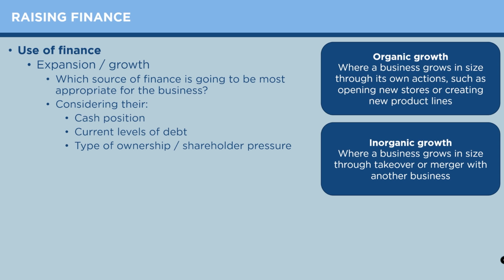Cash position. How rich is the business? How much cash have they got? If they've got a lot of cash, if they've got a lot of retained profit, that will make it more likely they'll be able to spend on this growth without having to take out external finance. But it's also worth bearing in mind how much existing external finance they have, so the current levels of debt. So that's a link between liquidity and profitability and growth and sources of finance, but we also need to take into consideration the type of ownership as well.